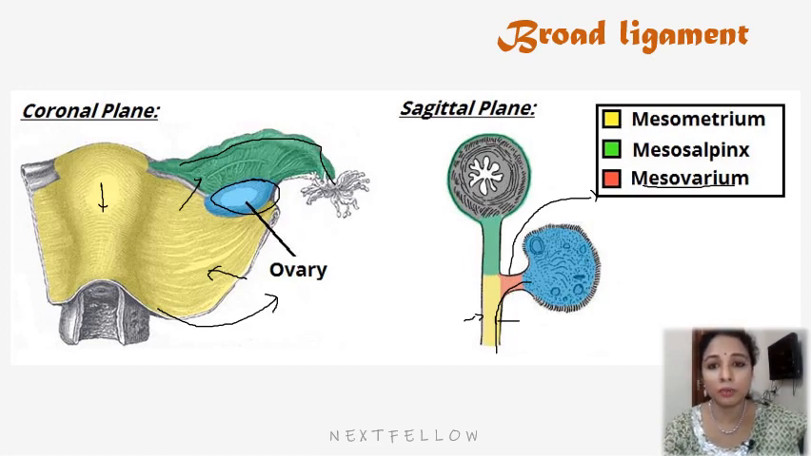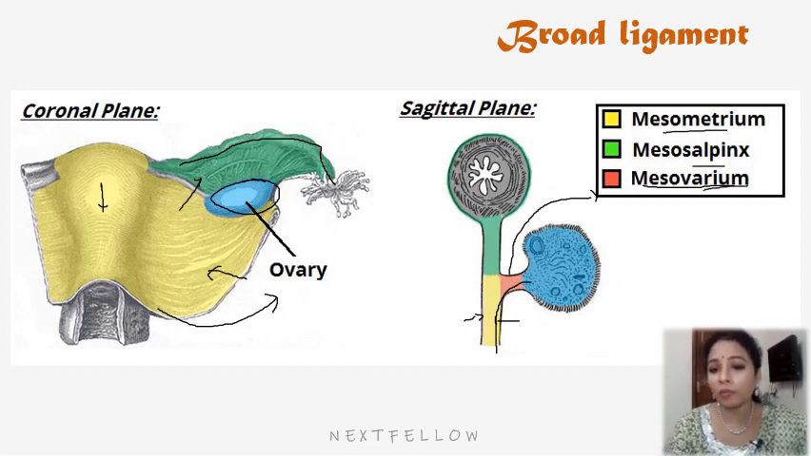So that is the important difference which you have to note here. Next about the mesometrium, which is the rest of the broad ligament. It is a part of the broad ligament below the mesosalpinx and meso-ovarium. So the broad ligament itself we can divide into mesometrium, mesosalpinx, and meso-ovarium.